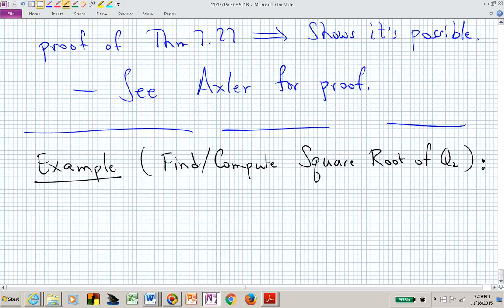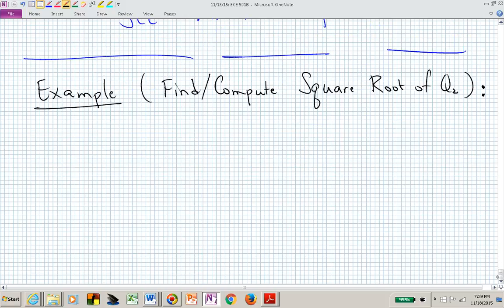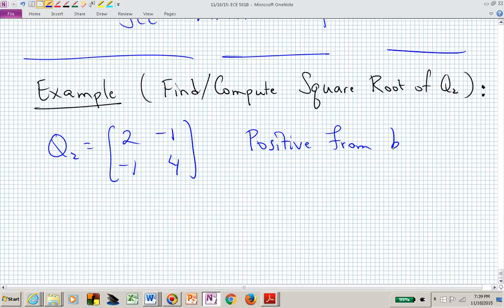And the positive matrix that we'll use is Q sub 2 that we looked at the very beginning of this particular session. Q sub 2, as a reminder, is this: 2, minus 1, minus 1, 4. And we know from before that that is a positive matrix. We can show that it does have this quadratic form that's always non-negative. So that's positive from before.